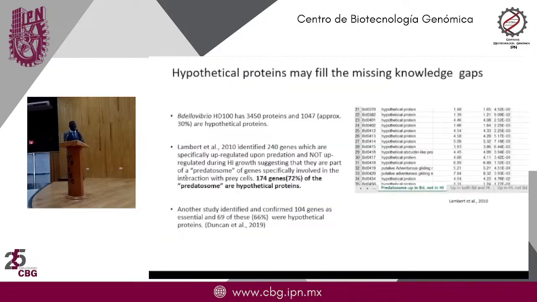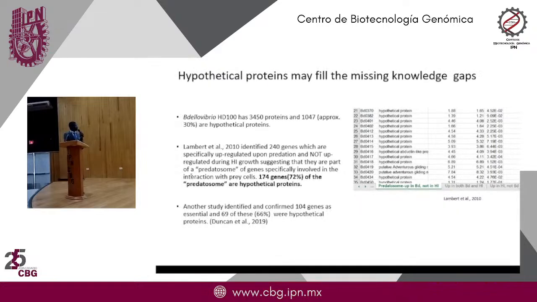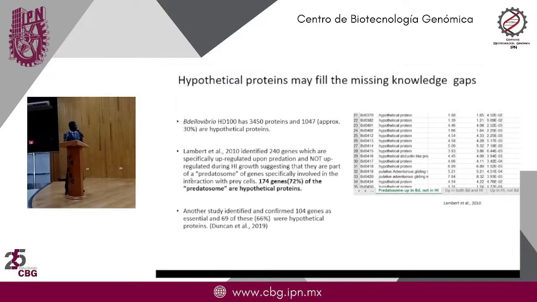So we thought, rather, that this unknown might be a direct result of a lot of hypothetical proteins that are present in Bdellovibrio. These hypothetical proteins are proteins that have been annotated, but their functions are not known. They do not resemble anything that we can find in other organisms like E. coli and all the other organisms. So they are unknown, and there are a lot in Bdellovibrio. So the gaps in our knowledge might be as a result of these hypothetical proteins.